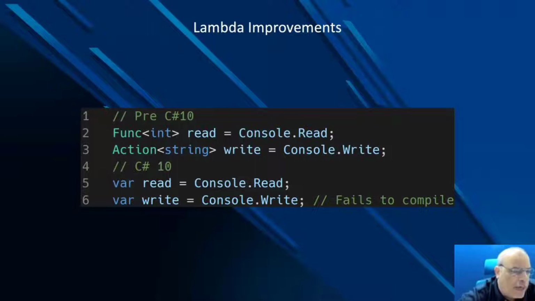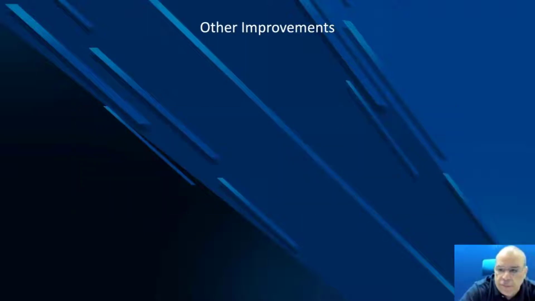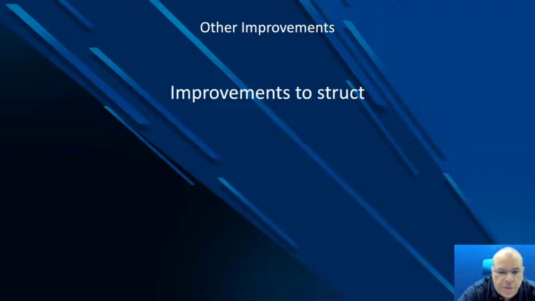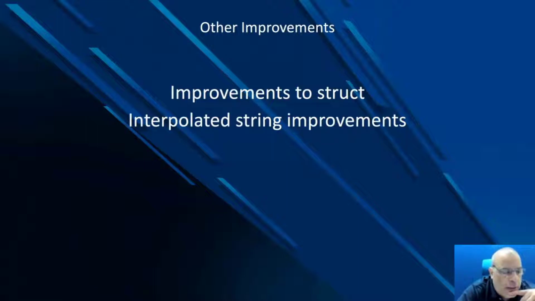So in that particular case, you're going to have to go with the old school, which is line 3 of Action string. Some other improvements. There's been improvements to struct starting in C# 10. You can include your own parameterless, that's a really hard word to say, struct constructors. If you don't supply one, there's one that's automatically figured out for you. The interpolated, another really hard word to say, string improvements.